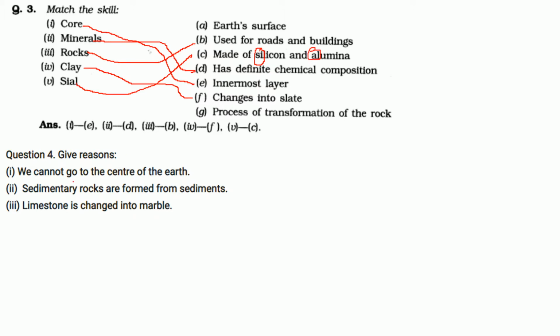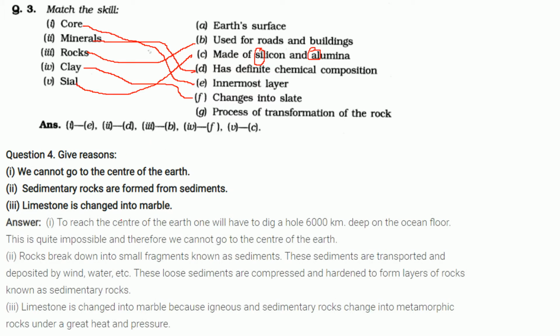Give reasons. We cannot go to the center of the earth. Why? In order to reach the center of the earth, you have to go around 6371 kilometers, because this is the radius of the earth. To reach the center of the earth, we have to dig a hole more than 6000 kilometers deep on the ocean floor. This is quite impossible. Well, nothing is impossible, but still, it would take a very long time, and therefore we cannot go to the center of the earth.